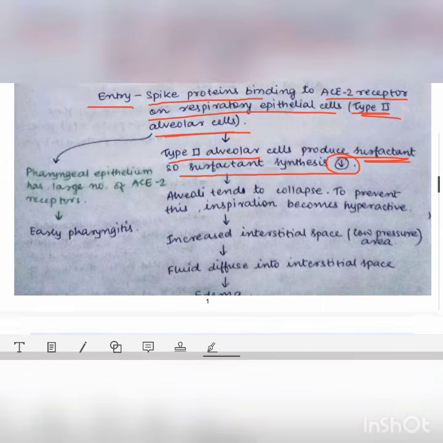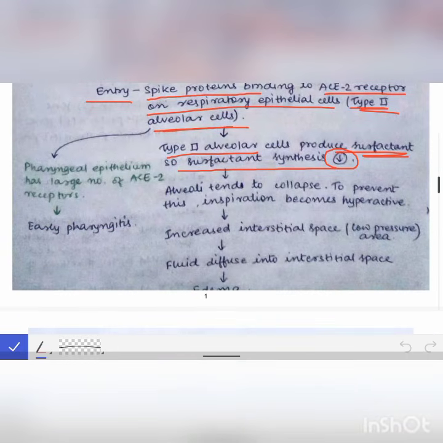As a result, the alveoli tend to collapse, because due to decreased surfactant the surface tension now increases. To prevent this, inspiration becomes hyperactive, because if there is any collapsing structure in the lung, the body will try to fill it with air so that it does not collapse. That's why the inspiration becomes hyperactive, so that the alveoli do not collapse.